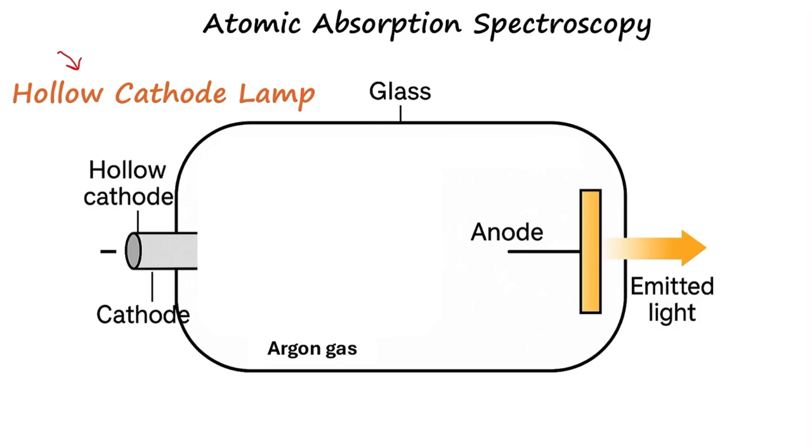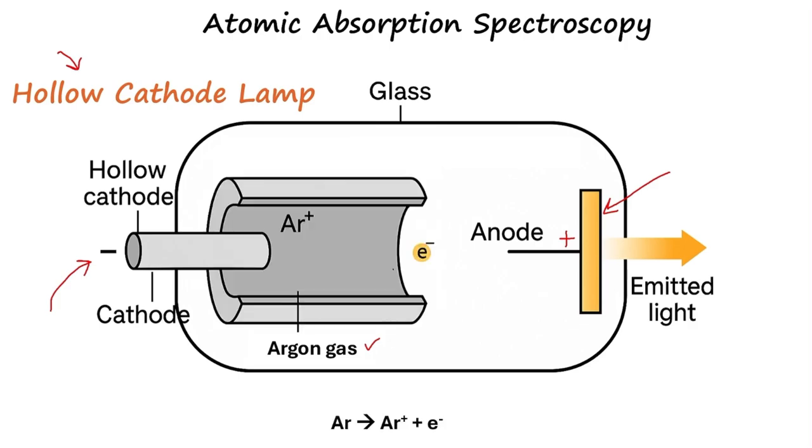Inside the lamp, there are two electrodes, the anode, which is positively charged, and the cathode, which is negatively charged. They are sealed inside a small glass tube that contains a low pressure inert gas, usually argon or neon. In our case, it's argon. The key detail is that the cathode is made from the same element you want to measure, like sodium, copper, calcium, magnesium, and so on. So let's consider that we are measuring calcium, that our sample contains calcium, and that our cathode is also made from calcium.